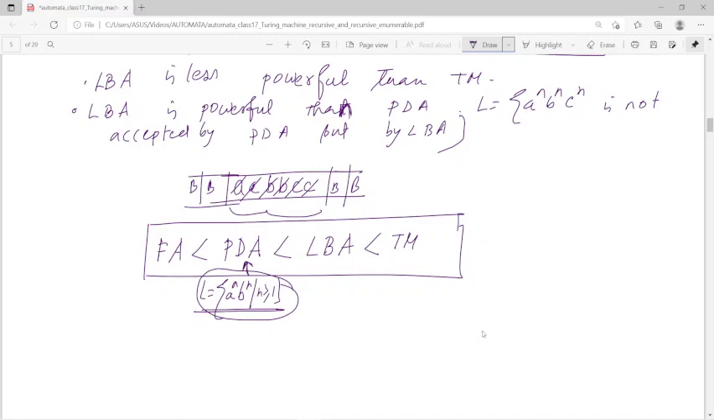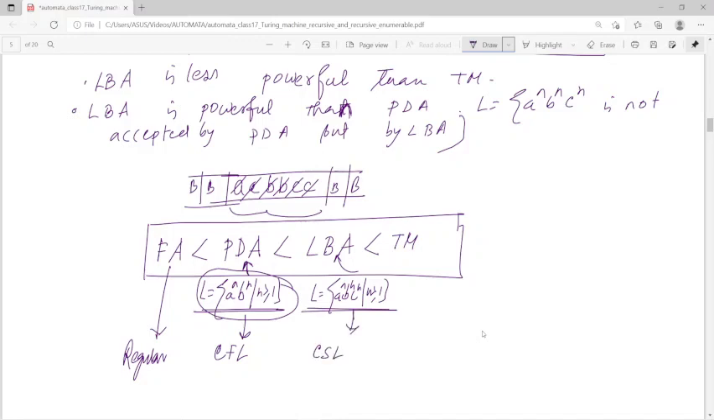Similarly, PDA will not recognize L equals a to the power n, b to the power n, c to the power n, n greater than or equal to 1. That particular language is accepted by LBA, but not accepted by PDA. And for finite automata, the language is known as regular language. For PDA, that is context free language. For LBA, this is context sensitive language.